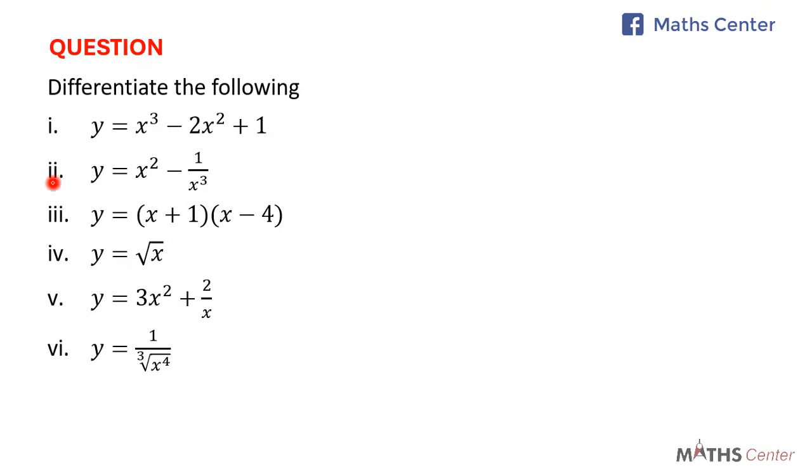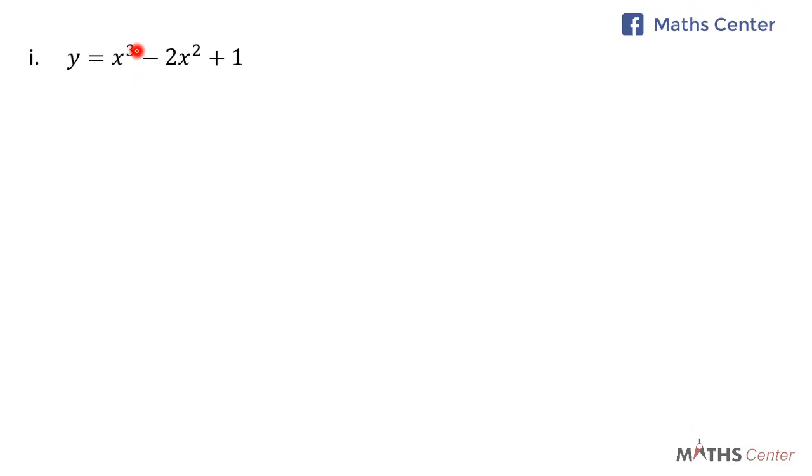We have 6 examples here. We are going to take them one after the other. Let's consider the first one: y is equal to x cubed minus 2x squared plus 1. As I've already said, we are going to differentiate the terms one after the other.